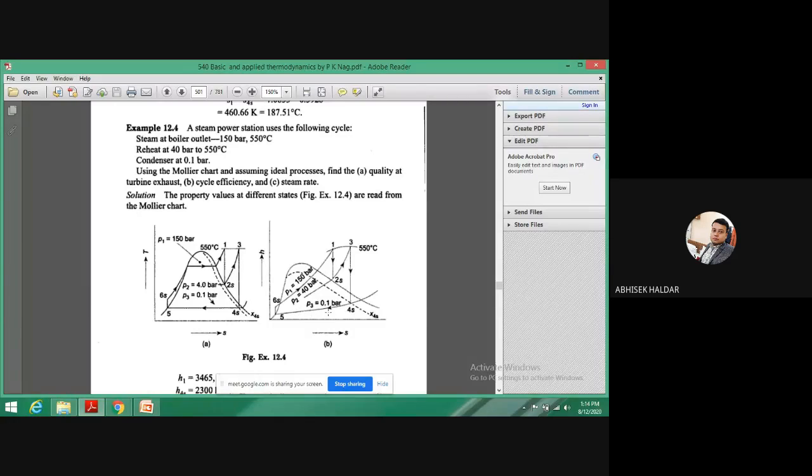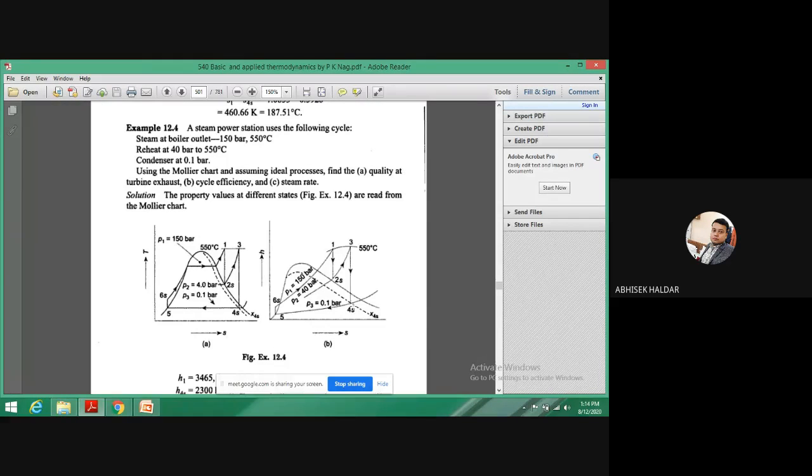There will be one pressure line in the Mollier diagram having the pressure 0.1 bar. Constant pressure lines you have to follow then. So you have to find out which line corresponds to 0.1 bar. Select that line first and drop down this vertical line. Take the intersection point. You will get this point 4s, right? Yes, sir.